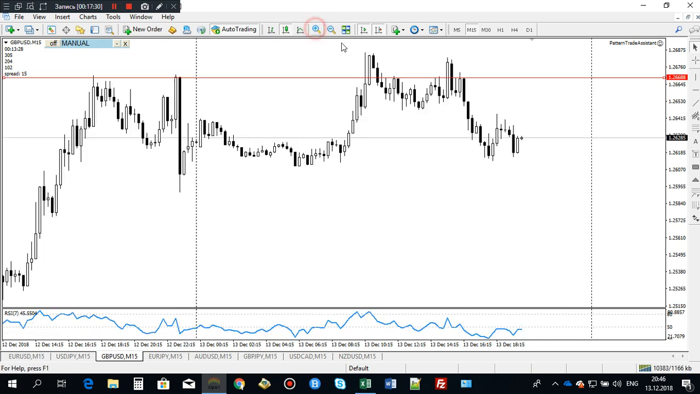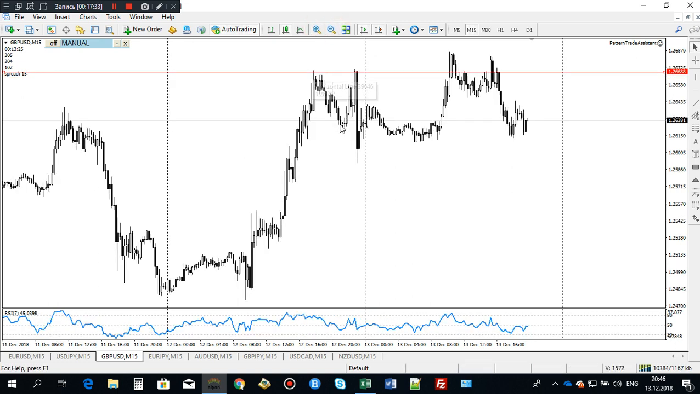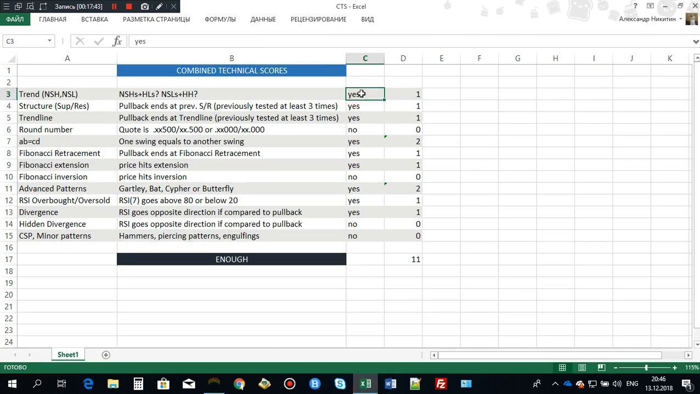Another reason was this double top, and a pattern, a unified Gartley pattern. Let's calculate the scoring. So do we have a trend? We have a trend, yes. So I answered that as yes. Do we have a structure? We have a structure, yes. So these were the major things you should pay attention to. Do we have a trend line?